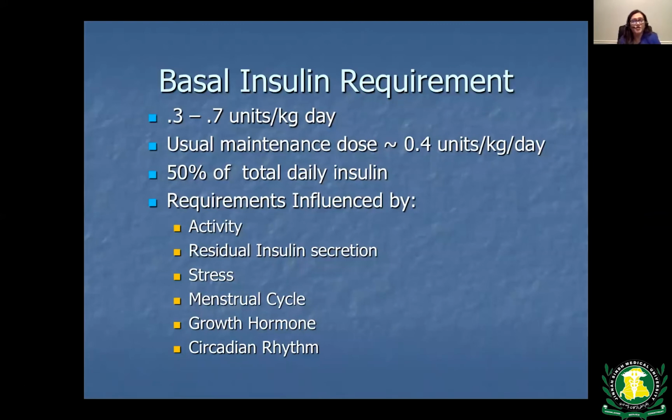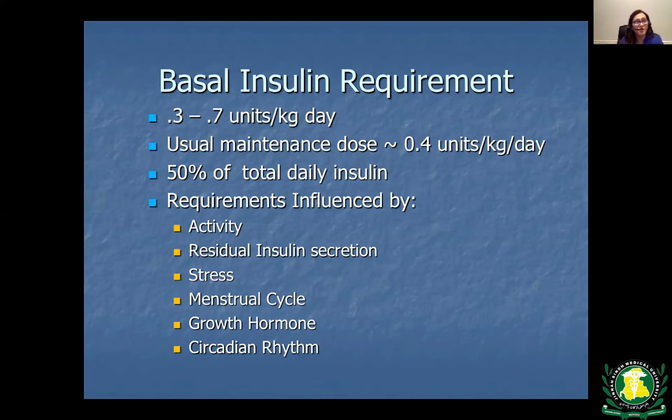So how do you calculate the dose of insulin? Basically, the basal insulin requirement in type 1 diabetes is usually between 0.3 to 0.7 units per kg per day, with an average dose of 0.4 units per kg per day. 50% of the total insulin should be basal. So mostly the basal and bolus insulins are divided half and half. Sometimes they are taken in a ratio of 60 to 40.